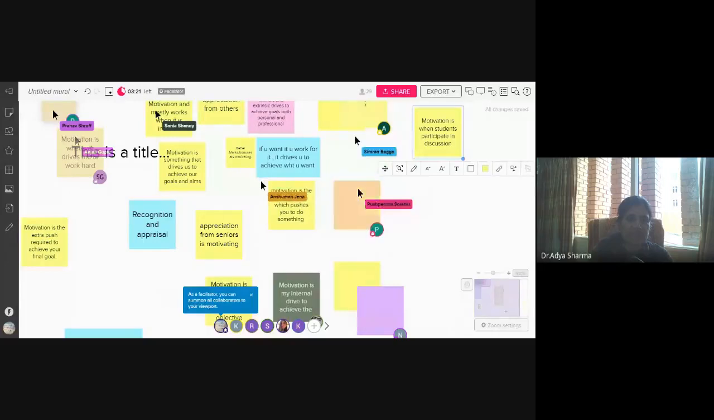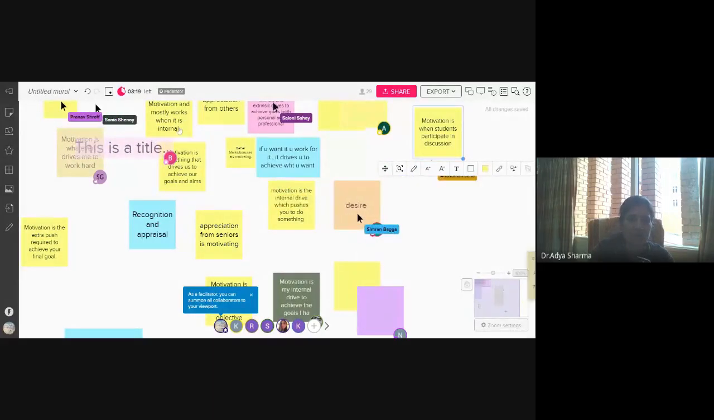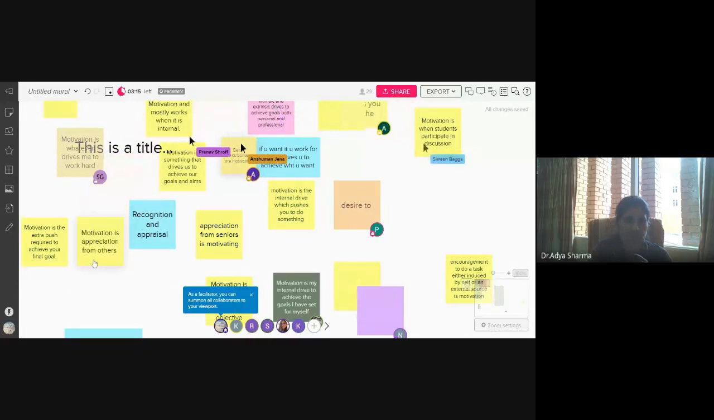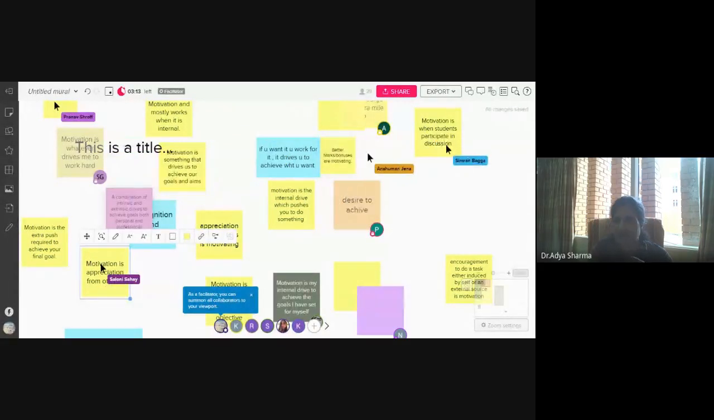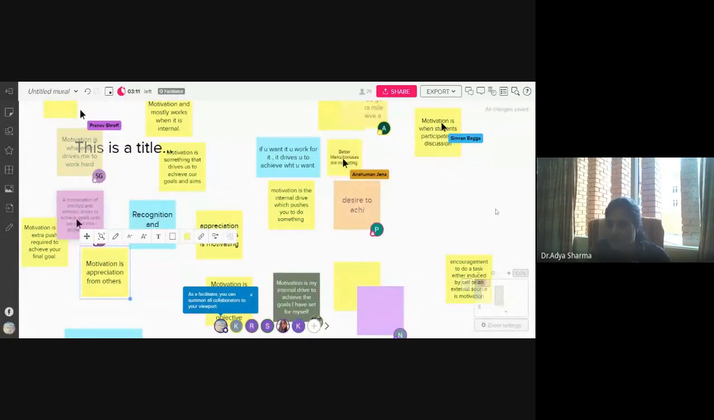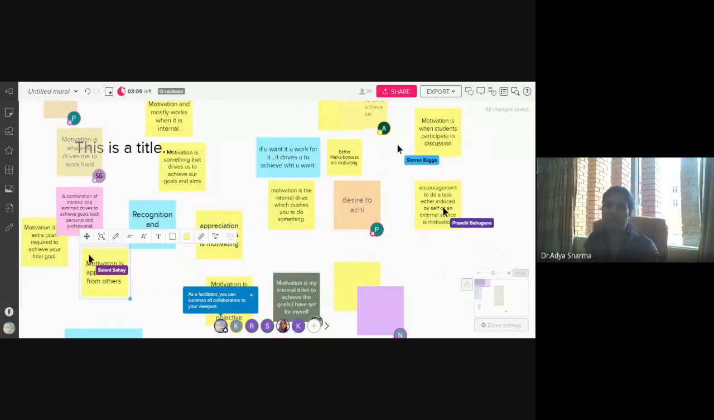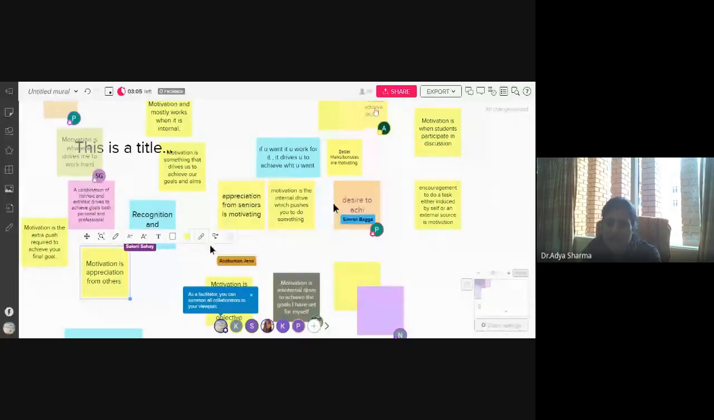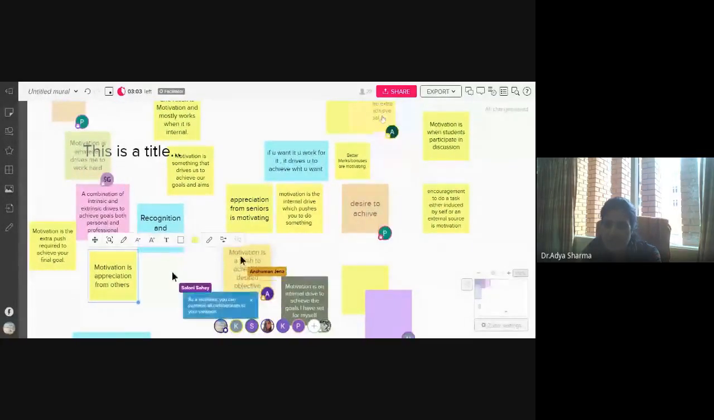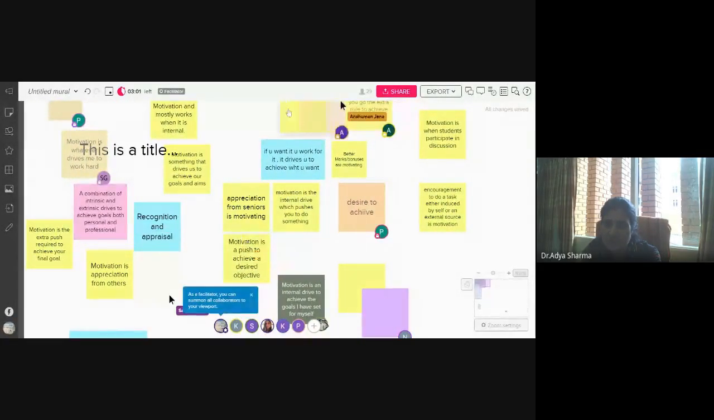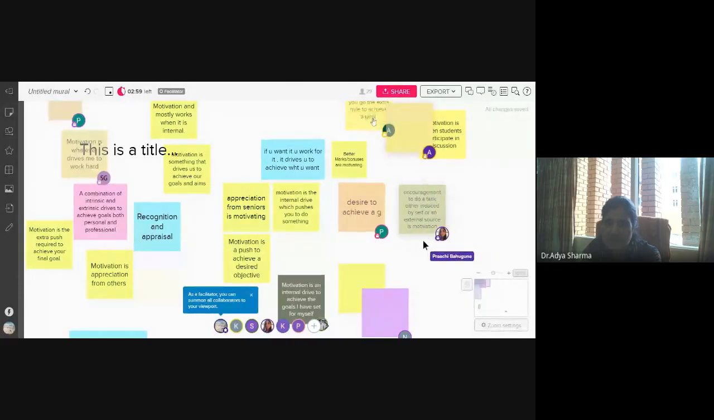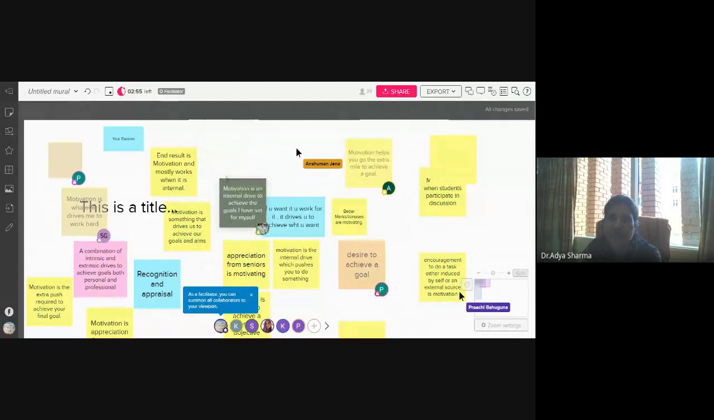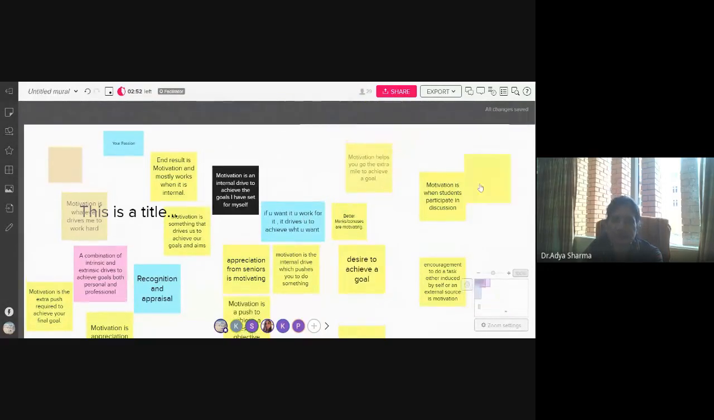What else? Motivation mostly works when it is internal. This is appreciation, yeah. Encouragement to do a task induced by self or an external source. I can't see what this is. Okay, this is Anshuman's. So Anshuman, can you, motivation helps you go the extra mile to achieve the goal.